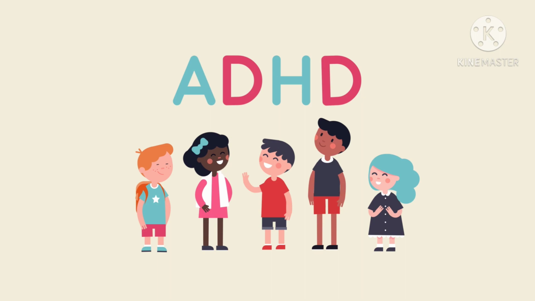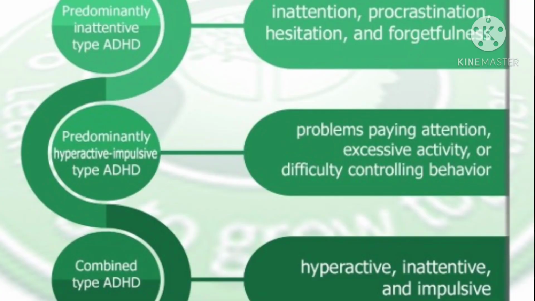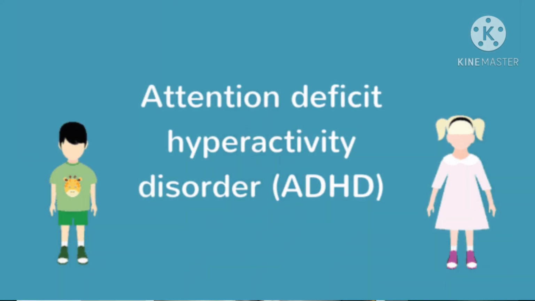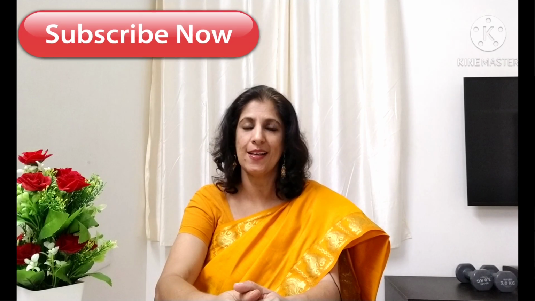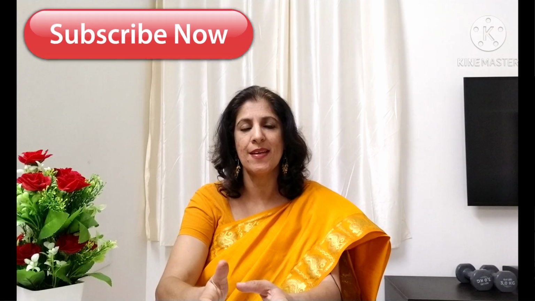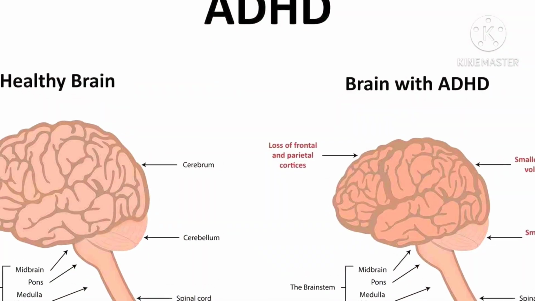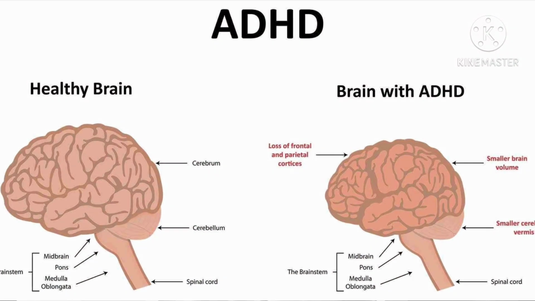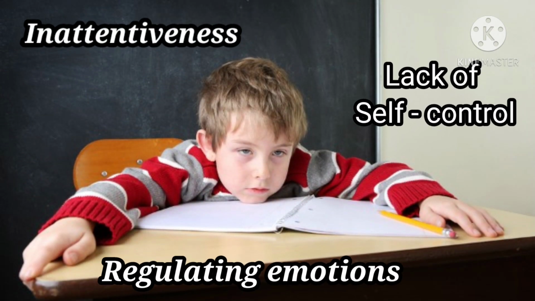In today's video, I am going to speak about ADHD, the different types of ADHD, signs and symptoms, as well as the diagnosis and the treatment options which are available. So ADHD stands for Attention Deficit Hyperactive Disorder, and it is a brain disorder and a medical condition. Here the development and functioning of the brain of a child who has ADHD would be different from that of a normal child. And this will lead to problems like inattentiveness, lack of self-control, as well as problems in regulating the emotions.